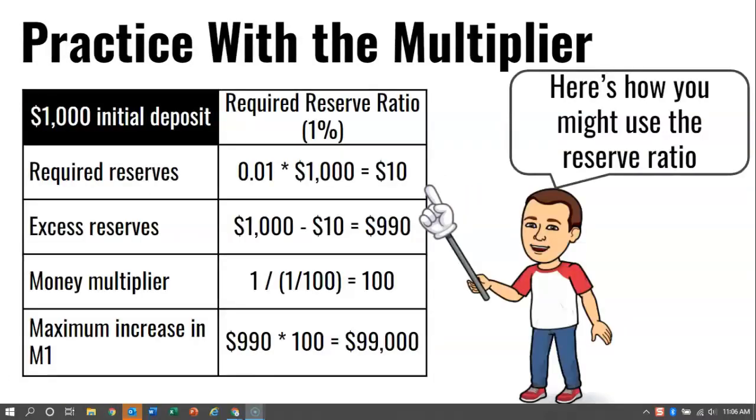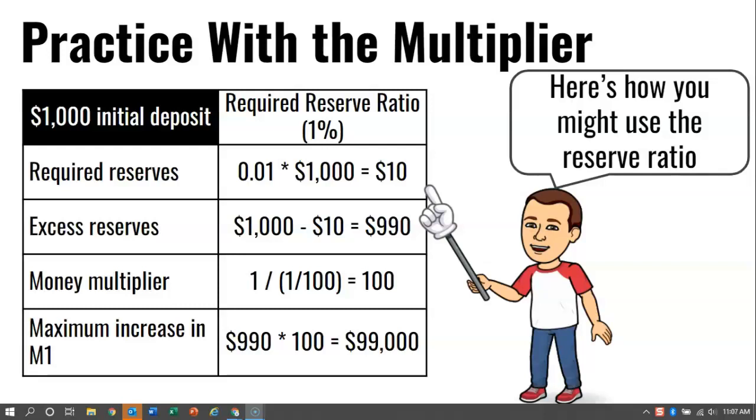Now let's do a little bit of practice with the multiplier so we can sort of see what to do with this information. So let's pretend there's a $1,000 initial deposit. We know with a 1% required reserve ratio then that required reserves would be $10. 1% of $1,000 is $10. The bank must keep $10 of that $1,000 deposit at all times. The remaining $990 of that initial $1,000 deposit is excess reserves, at least until it gets lent out. So as long as it's still sitting there unlent in the bank vault, $990 is excess, 10 is required out of the total 1,000.